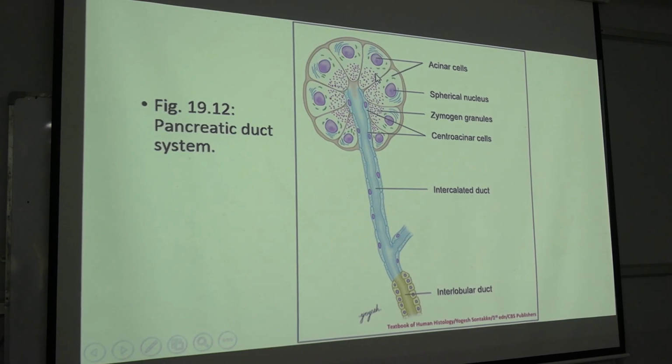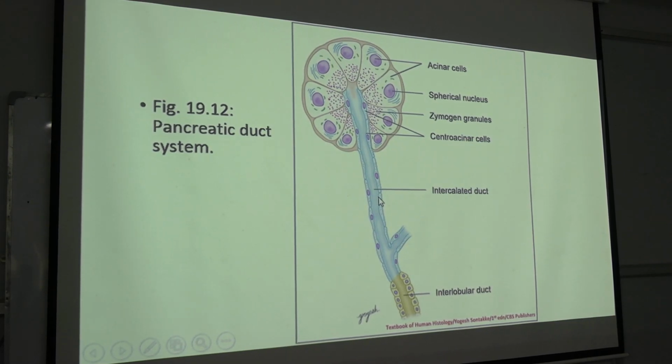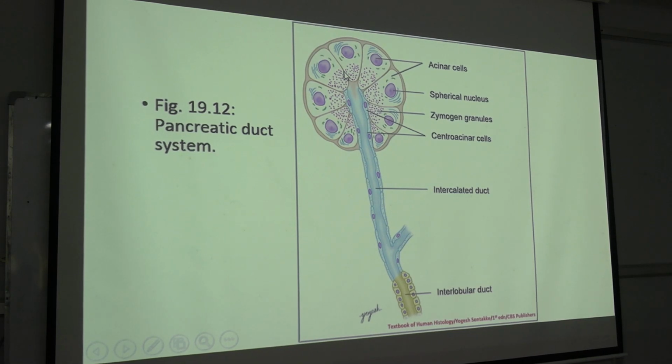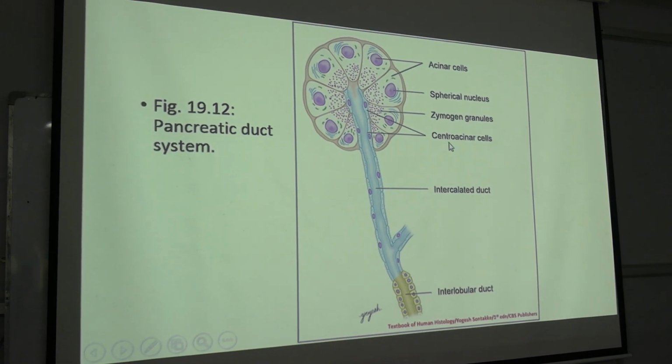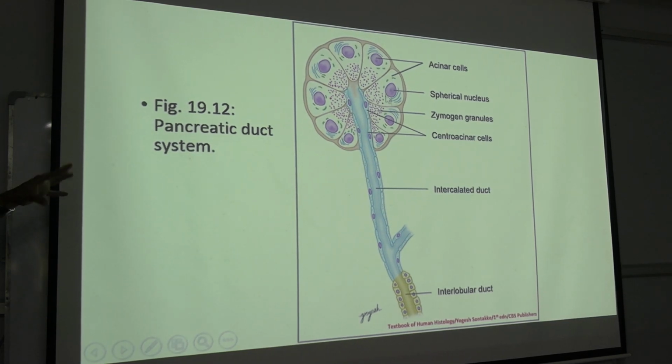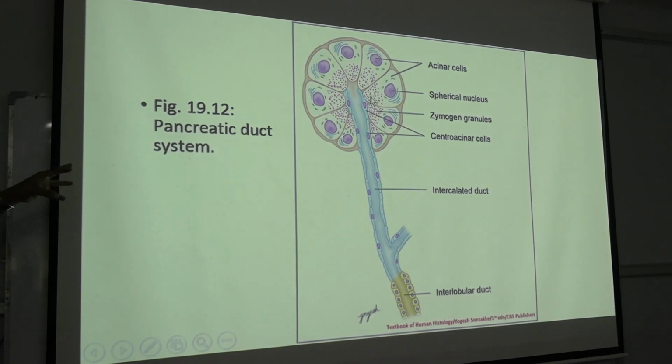Besides the acini cells and the lining cells of the duct, we have cells present in between the acini and the duct. We call them centroacinar cells. They are bridging cells between the acini and the ducts, making up the space in between them. They are basically present between the acini cells and the duct cells.